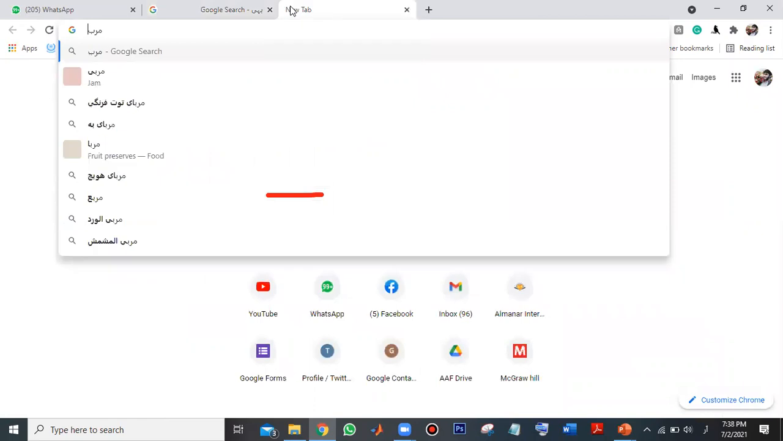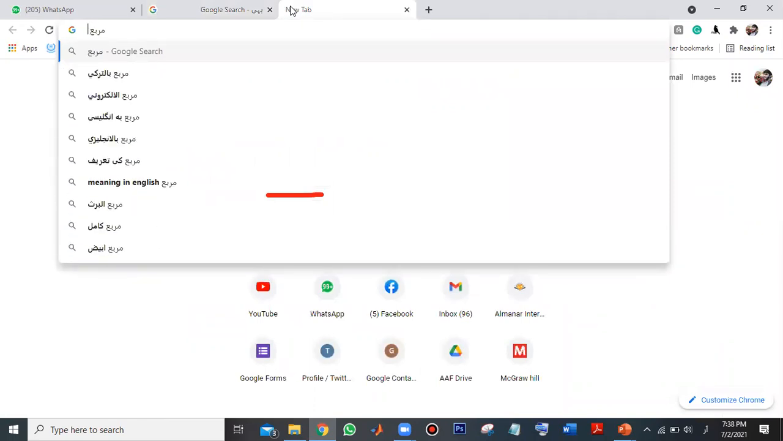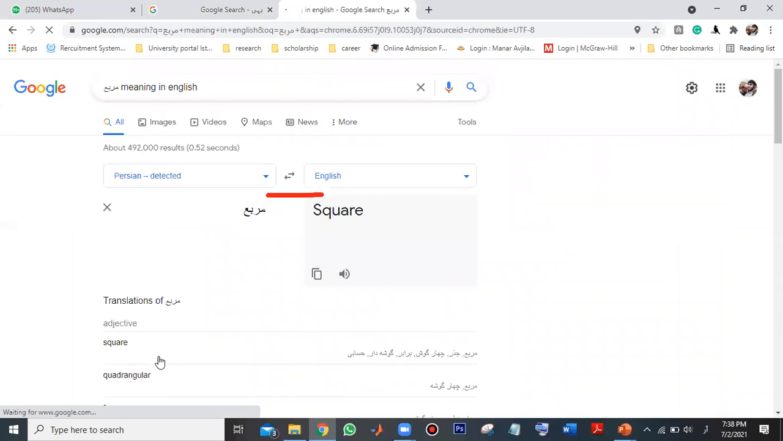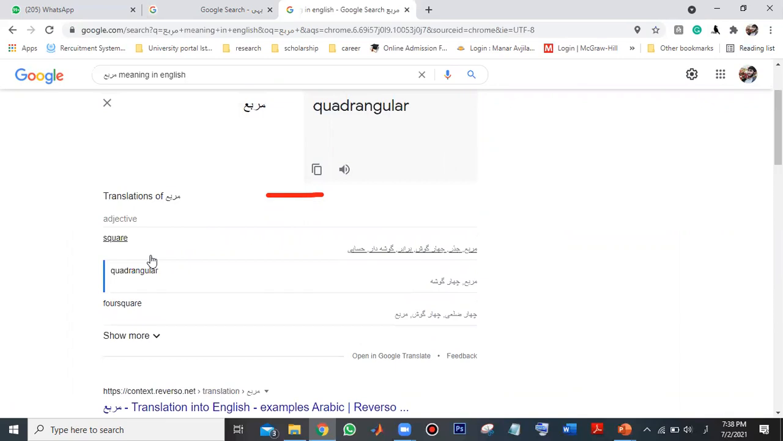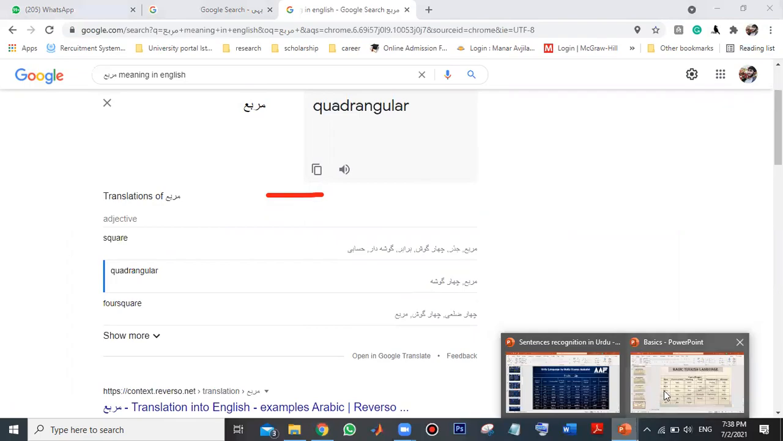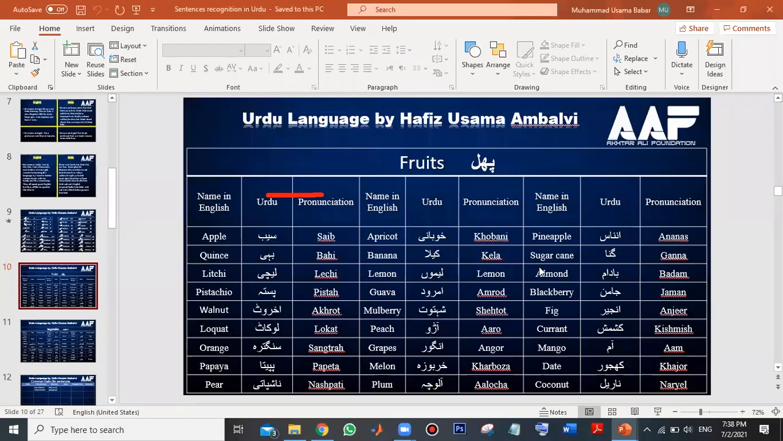How to say murabba? Yeah, it's just being quadrangular. Okay. So it's mostly what I have seen in this scenario.